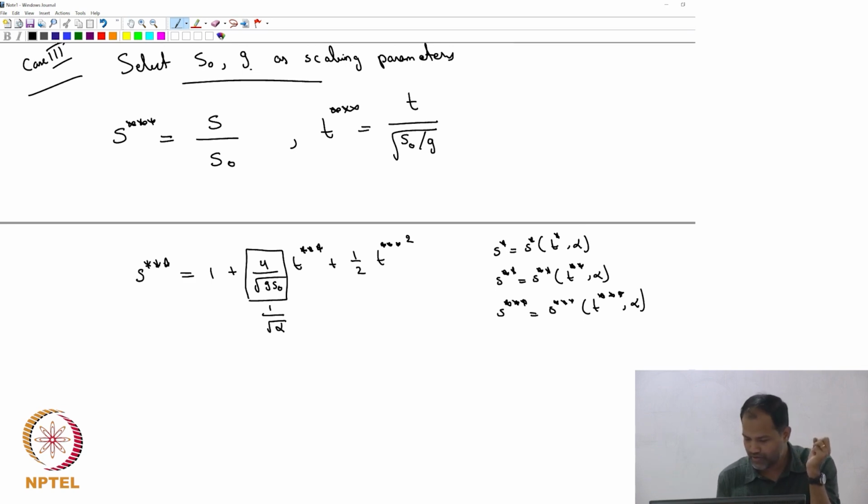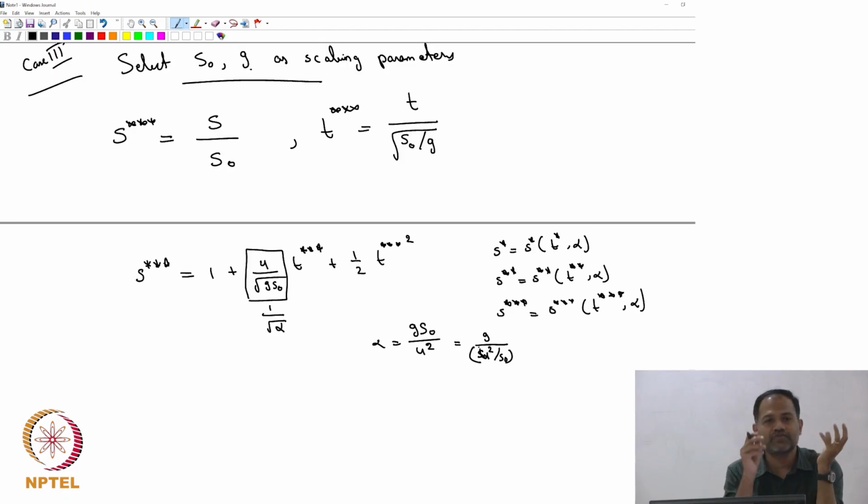So how did we define alpha? Alpha was defined as G S0 divided by u square, no? Or is it the other way that we defined? This way, right? So this contains G S0 and u square. So I could write this as G divided by u square divided by S0. In that sense, we are saying it's gravity relative to some other acceleration in the system. Or I could have written it as G by u square divided by S0 inverse.